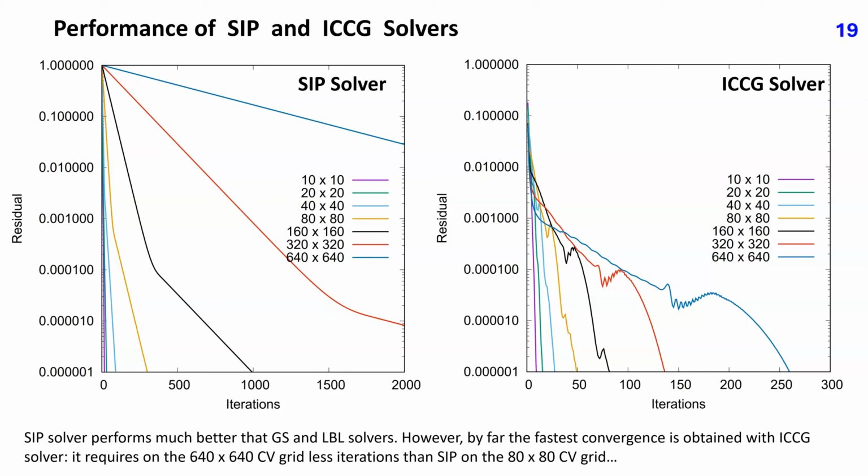The convergence is not smooth at all times in the case of ICCG solver. On fine grids, residuals fall initially quickly and smoothly, followed by a longer period of relatively slow convergence with some oscillations. After that, the rate of residual reduction becomes fast again.